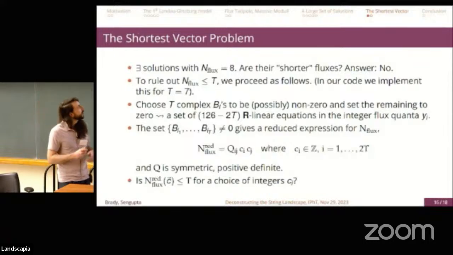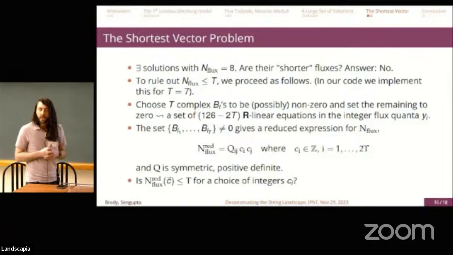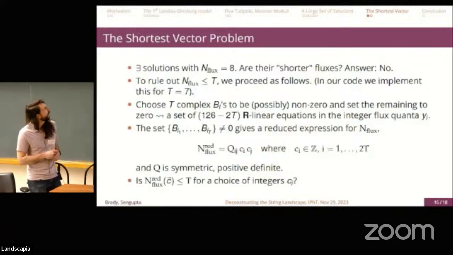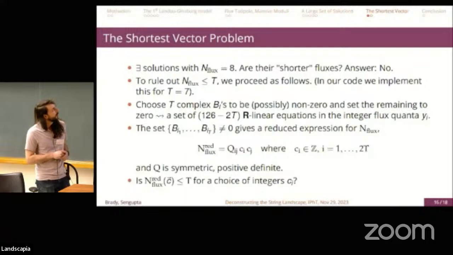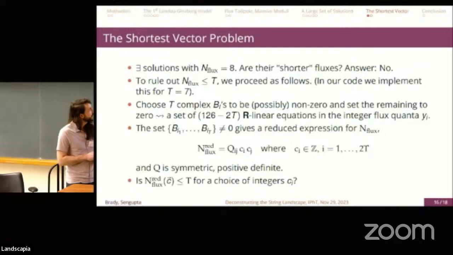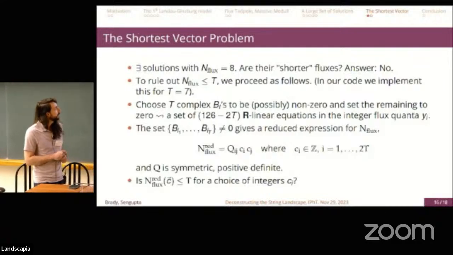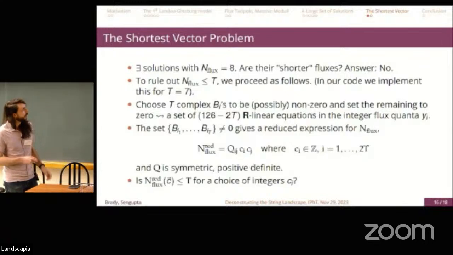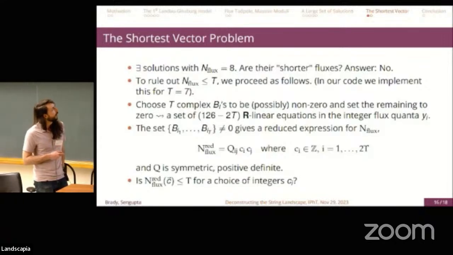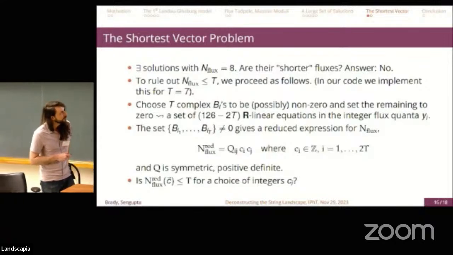So we turn on order by order, and this is allowed because the minimum contribution that they have to the tadpole is 1. So turning on 1 should at least contribute 1 to the tadpole flux. Okay. So choose T complex B, so a set of 2T equations non-zero, and set the remaining to 0. So we have a set of 114 real linear equations in integer flux quanta, which Danindo mentioned, we described as Y. So this set of non-zero coefficients gives us a reduced expression for that tadpole flux.